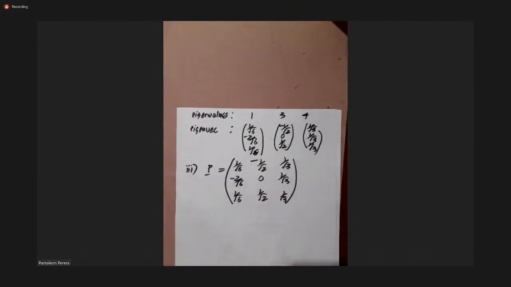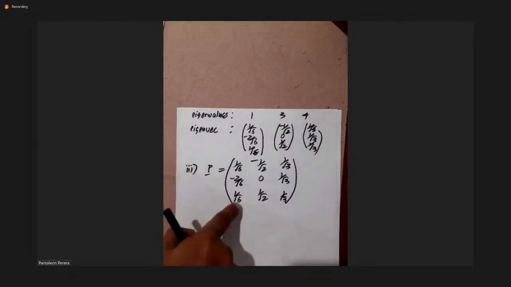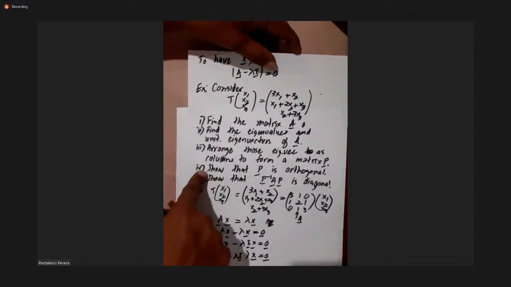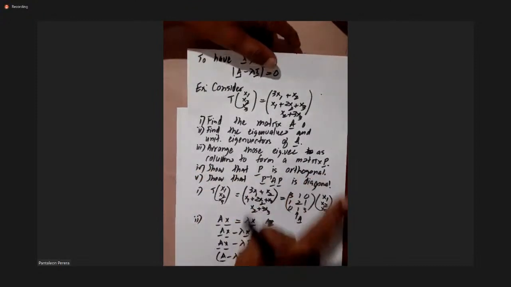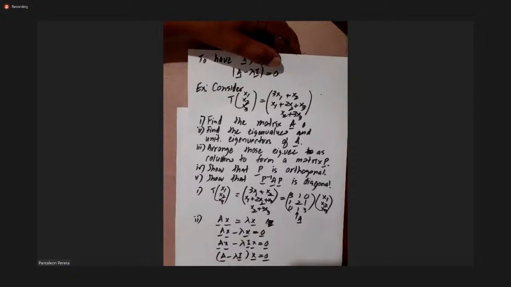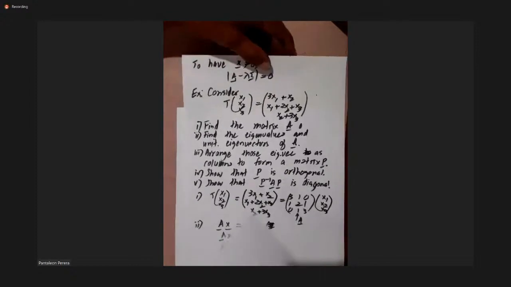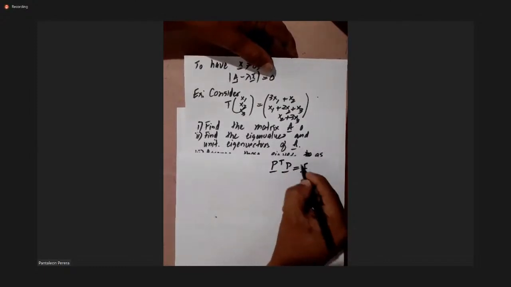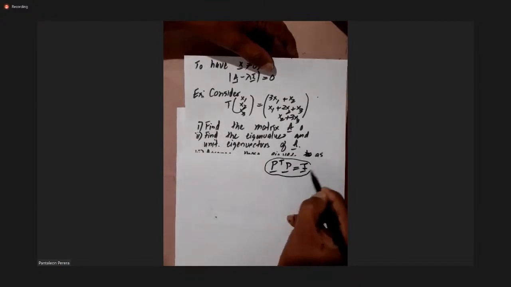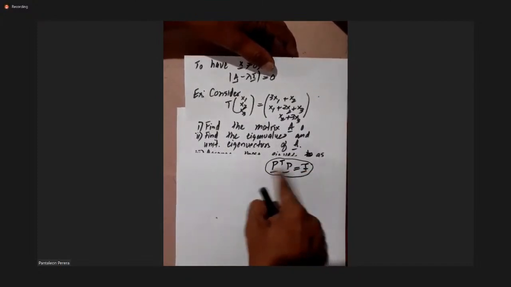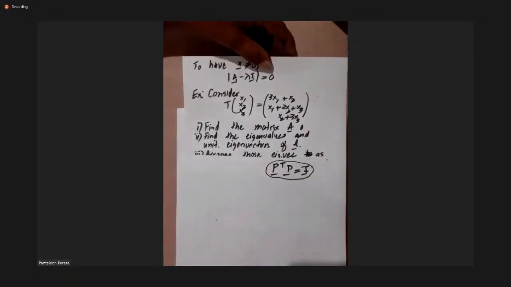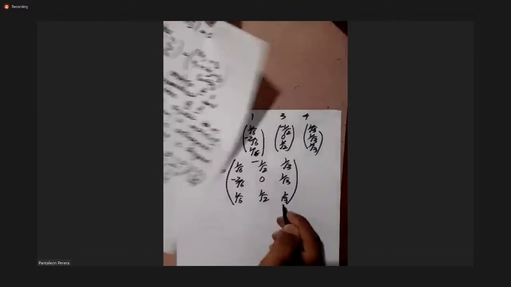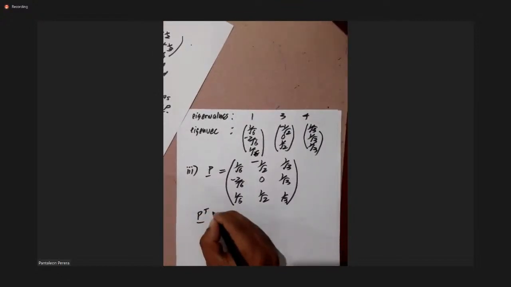Now, if you have P like this, fourth part, we are asked to show that P is orthogonal. Orthogonal means those columns comprise an orthonormal basis. That means P transpose P is I. You have to show that. If you want to show that something is orthogonal, P transpose P should be equal to I. So, P transpose P.